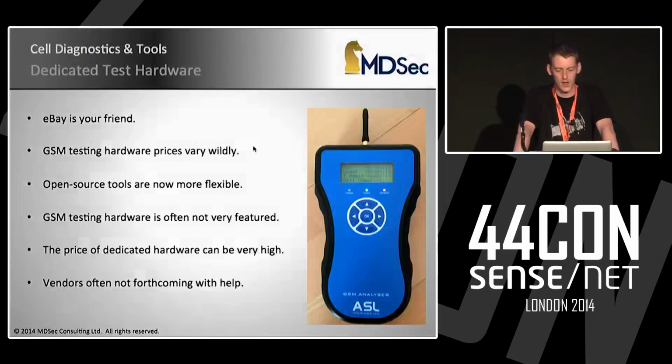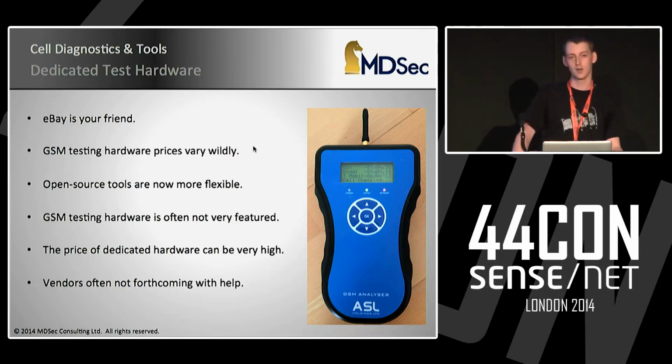I spend a lot of time on eBay trying to find test hardware for GSM. Here's an example of a GSM analyzer I purchased. The prices can vary quite widely, from a few hundred pounds to tens of thousands, and they're actually not very well featured. They're quite restricted and the cost can be quite high. If you try to contact the manufacturers, they're generally not going to help you unless you're a large-scale monopoly. Open source tools are a lot more flexible these days, and you can do a lot more with some of what's available.